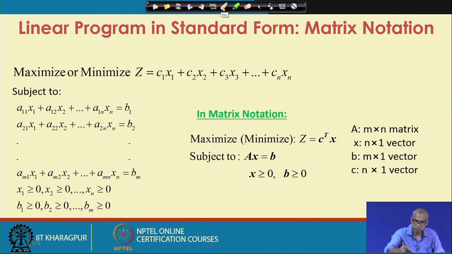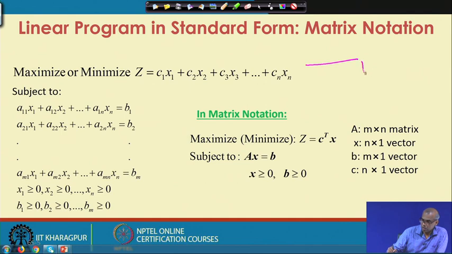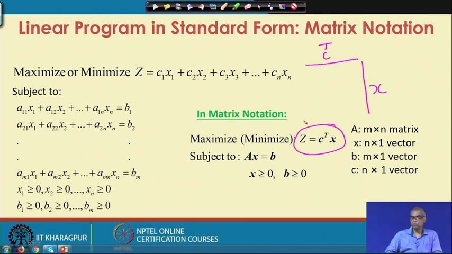So, z equal to C1 x1 plus C2 x2 up to Cn xn will be valid when we take the C transpose and x. So, this is the C transpose vector and this is the x vector. So, the product will be C1 x1 plus C2 x2 up to Cn xn. So, this is the objective function z equal to C transpose x.